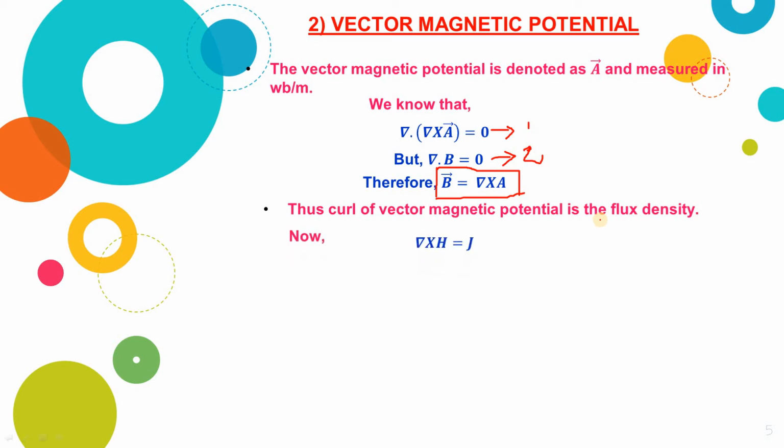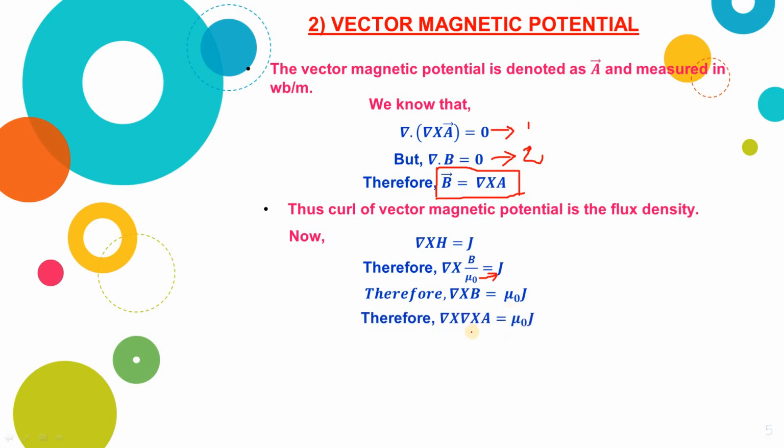Now, we also know the curl rule. The curl rule is del cross H is equal to J. So curl of H is equal to the current density, another important relationship in a magnetic field. Instead of H we can write B terms: H is equal to B by mu naught. So del cross B by mu naught is equal to J. Taking mu naught to the other side, del cross B is equal to mu naught into J.